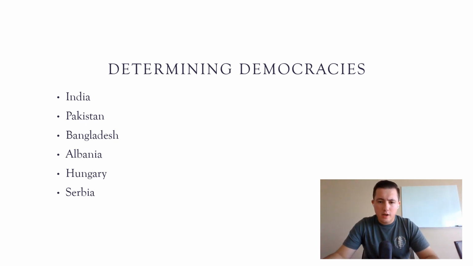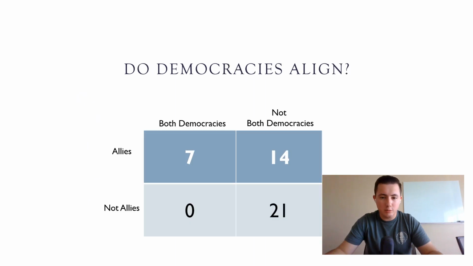So then I went through and looked at the pairings that were provided and determined whether or not both of the countries within that pairing were a democracy. And we were left with this table. So as you can see, allies that were both democracies were 7 out of the 42. Not both democracies, but allies, was 14.